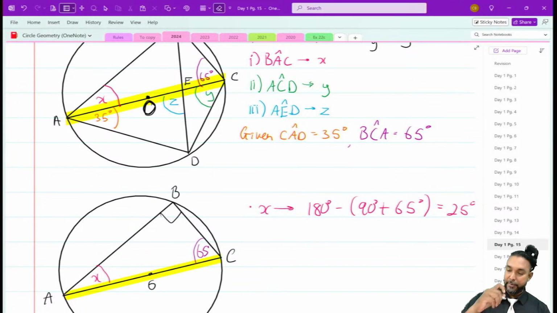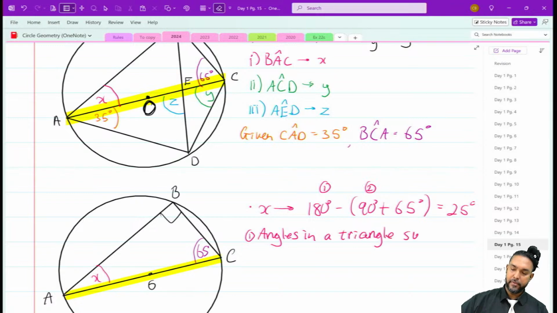So again, I have a couple of different rules here. I'm going to cite item 1 and item 2. The first item I'm citing is that the angles in a triangle sum to 180 degrees. And item 2 is that the angle in a semicircle is 90 degrees.